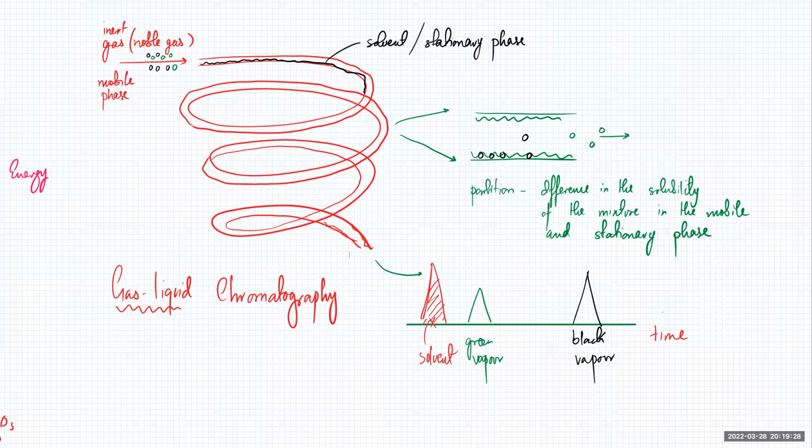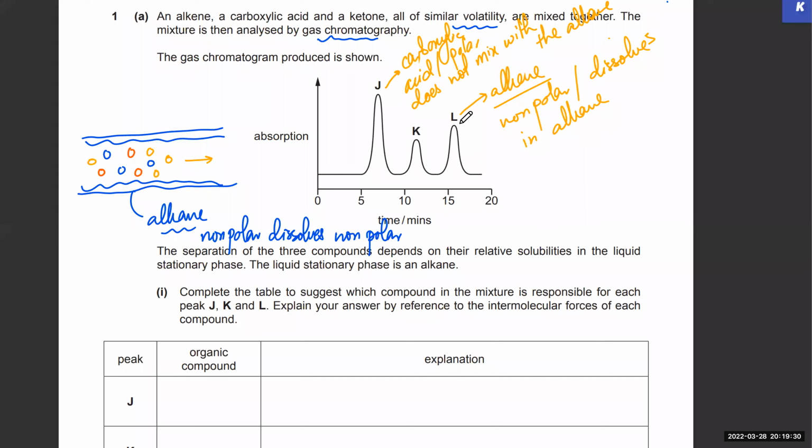Okay, so my other point: L is taking the longest time. That means L, and he said that the stationary phase is an alkane. An alkane dissolves which one? Non-polar, right? So he gave you a mixture of three things that are passing through this tube. Which one would be taking the longest time? It's going to be the alkene, because the alkene would constantly dissolve in the alkane. Is that point clear?